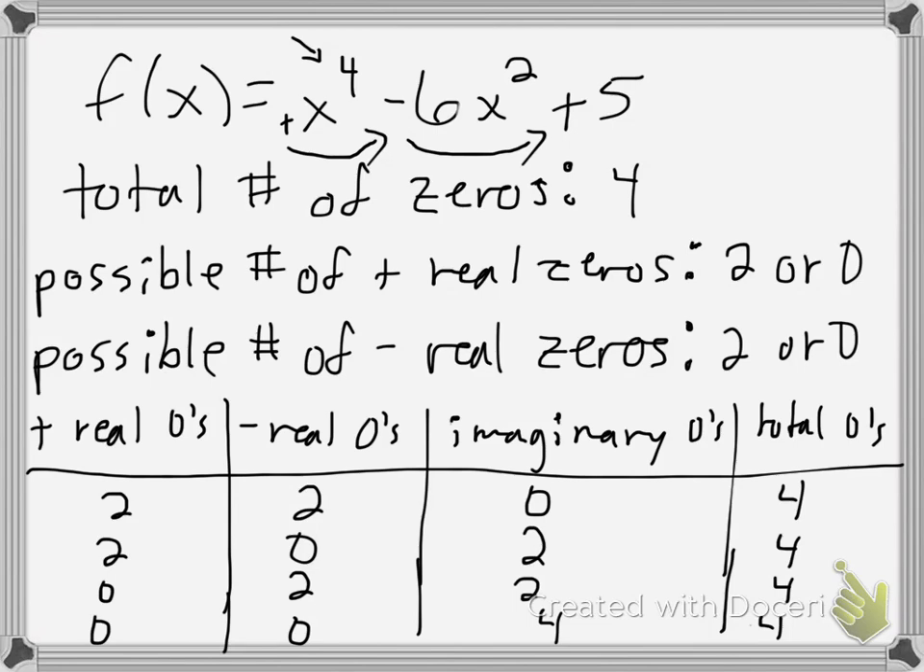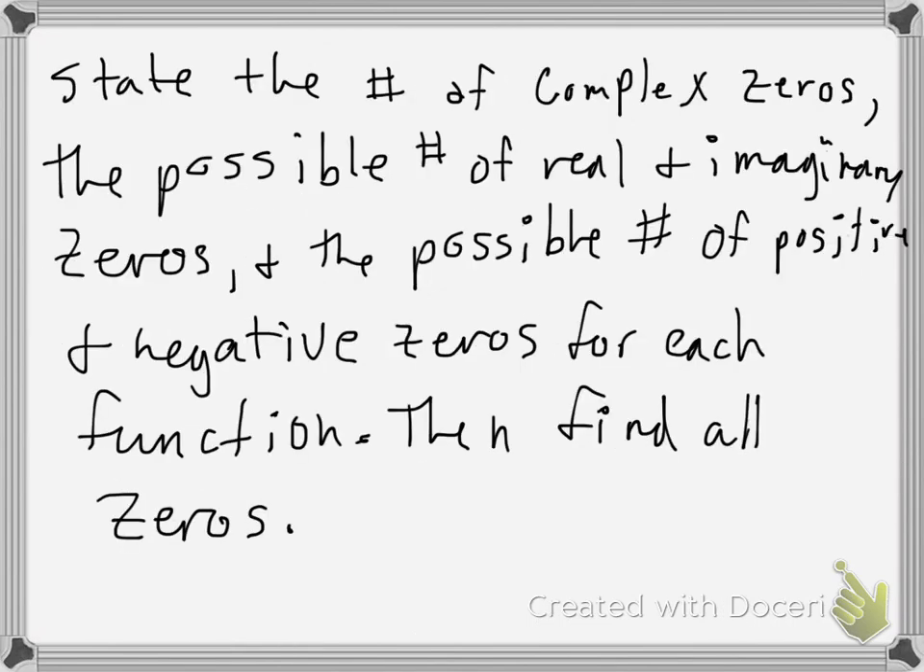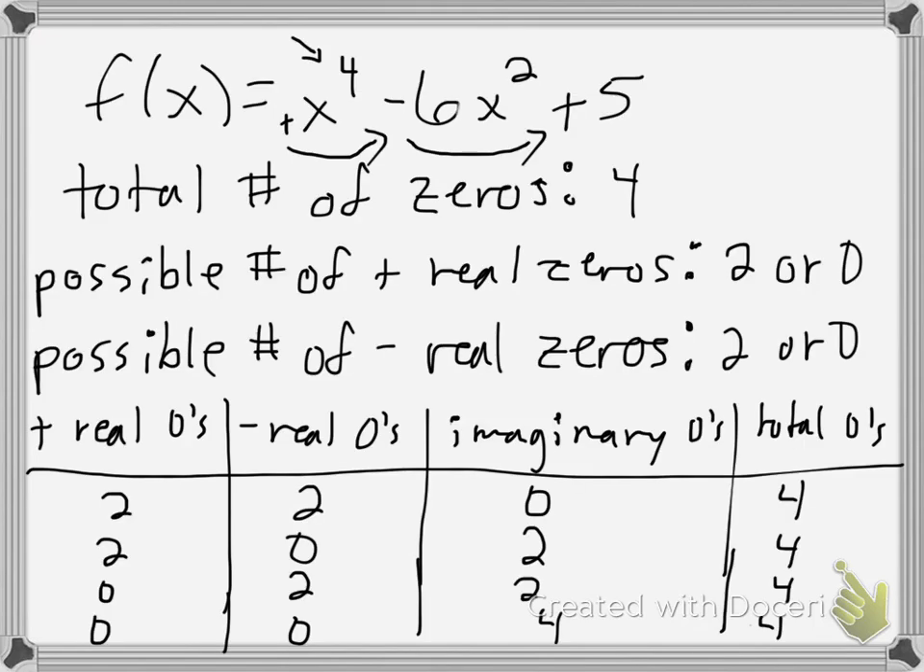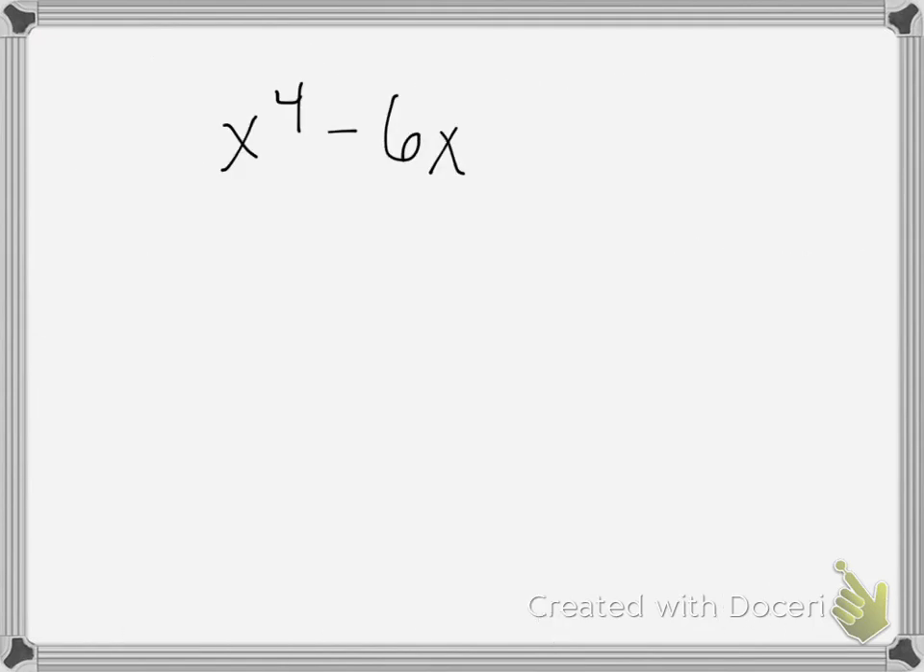So that's the next part of what my problem is asking. I found all the possible types of zeros. Now I need to actually find the zeros. So I'm just solving this equation, this polynomial function, x to the 4th minus 6x squared plus 5. I'm solving it, so I'm setting it equal to 0. Finding the zeros of the function.